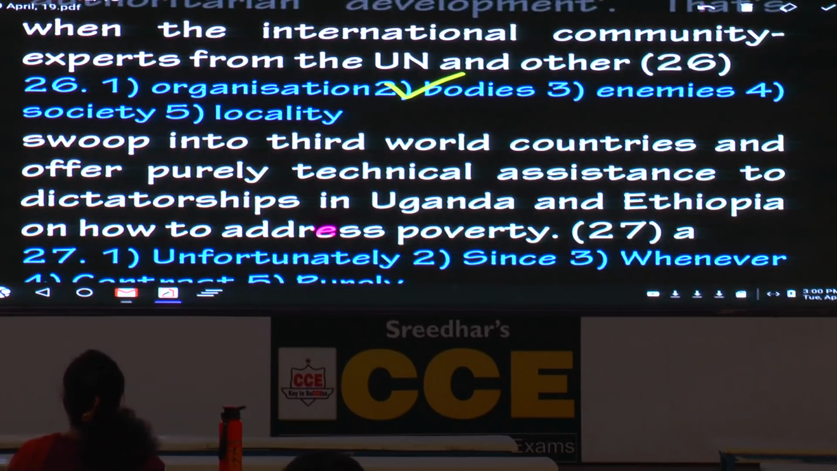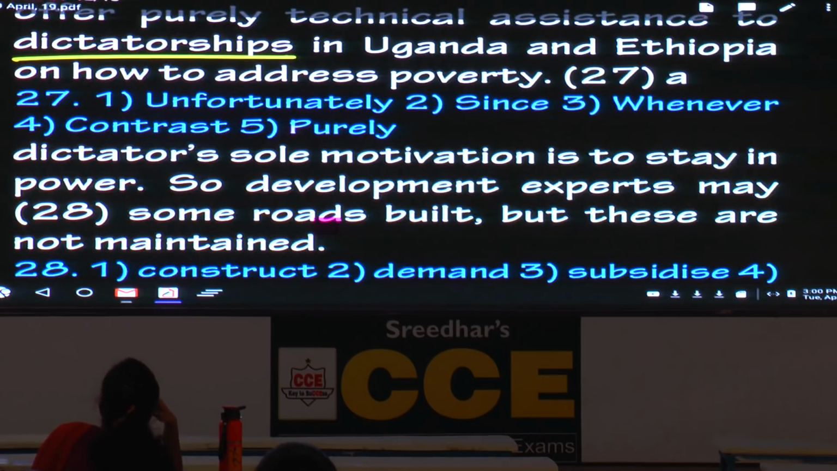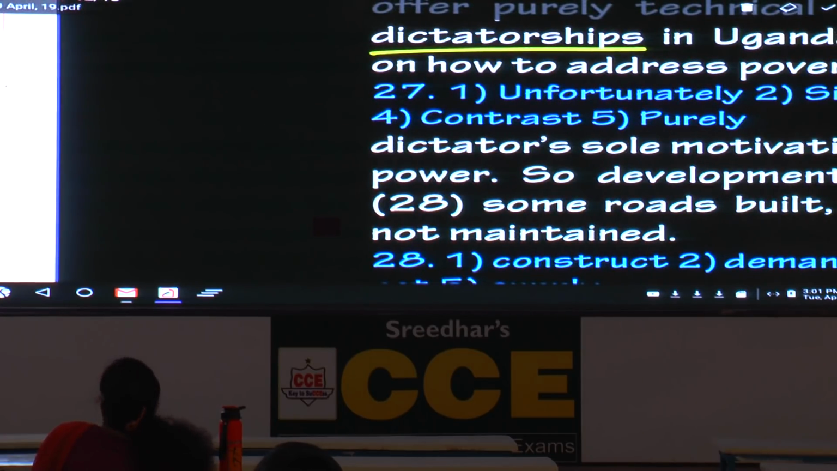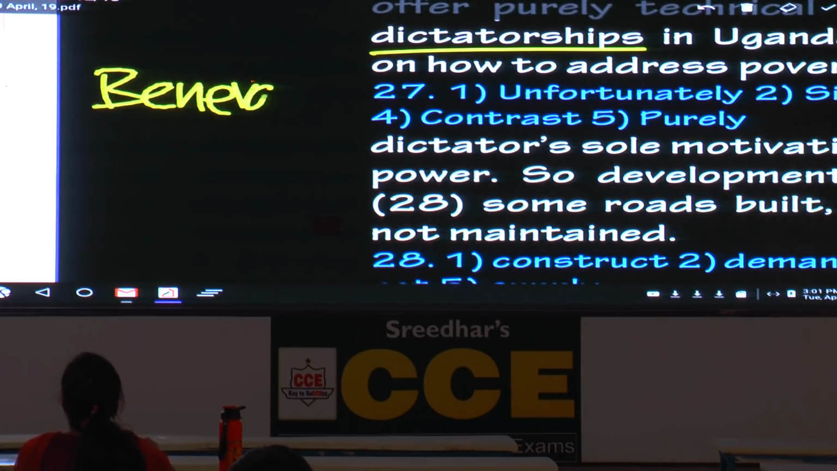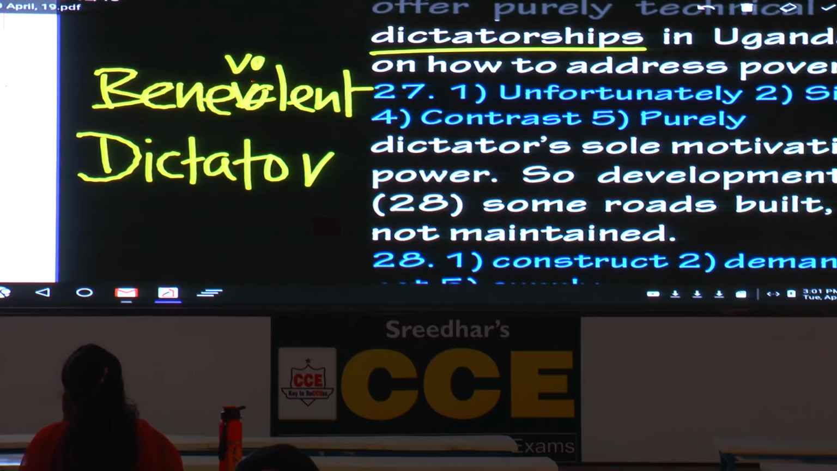So into third world countries and offer purely technical assistance to dictatorships, underline the word dictatorships, in Uganda and Ethiopia on how to address poverty. You all must know the meaning of the word dictator. Is a dictator a good person or a bad person? Obviously a bad person, but there's one expression. India needs someone like, please write the expression. I always tell people I use this expression, benevolent dictator. B-E-N-E-V-O, benevolent dictator. India needs a benevolent dictator. Benevolent means good. Dictator: policies, implementation, very bad, strict.